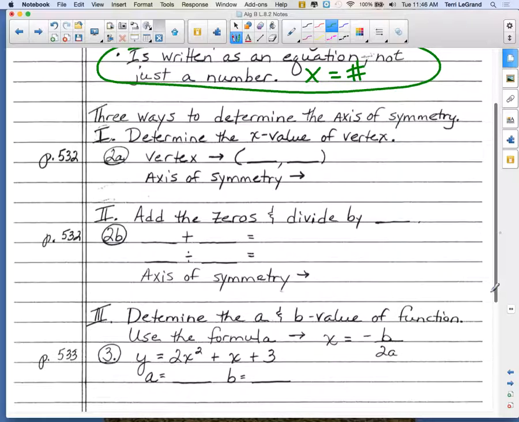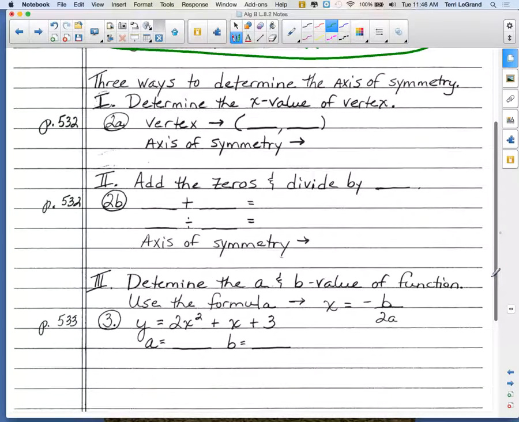Okay, so we have three ways to determine the axis of symmetry. Let's flip in our books to page 532: finding the axis of symmetry by using zeros. There are actually other ways also. Example 2 is by using the zeros, example 3 is by using the formula, and we're not going to do finding the vertex yet today, so we don't have to worry about example 4. So the first way we're going to go through is to determine the x value of the vertex.